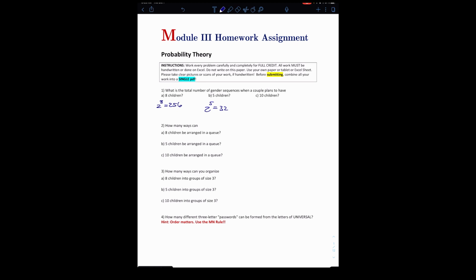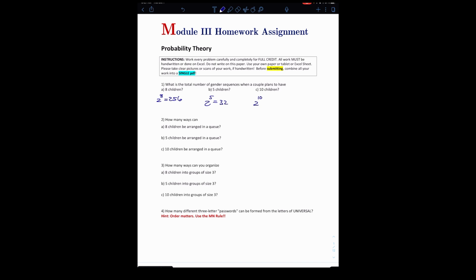Again, same as 10 children. Here you have 10 positions. 1, 2, 3, 4, 5, 6, 7, 8, 9, and 10. And each one has 2 choices. So this one becomes 2 to the power of 10, which is 1024. And you notice from what's happening here that you could look at it as a sort of formula: what can I do to get the answer faster instead of drawing 10 positions every time and all that.